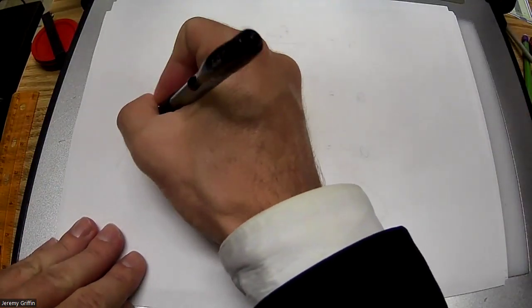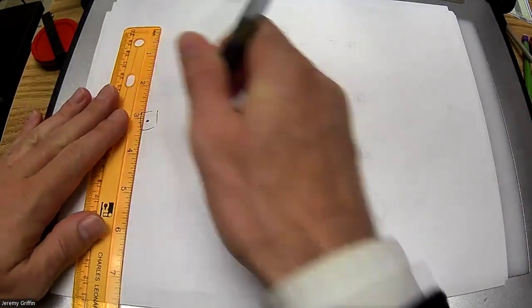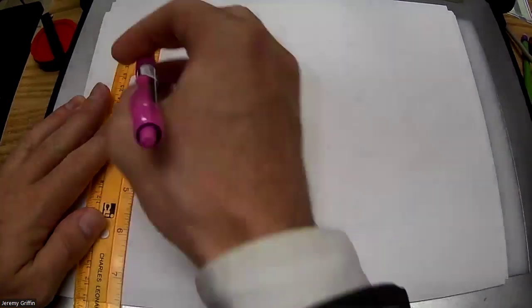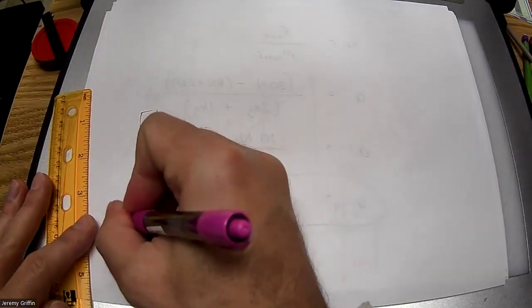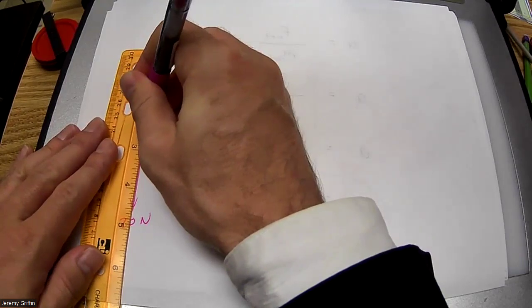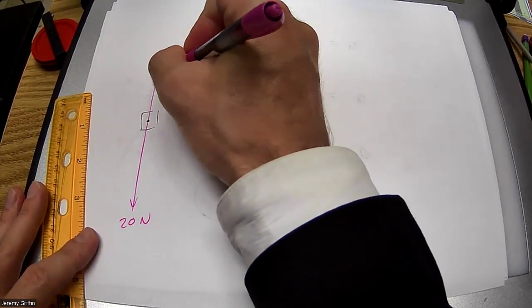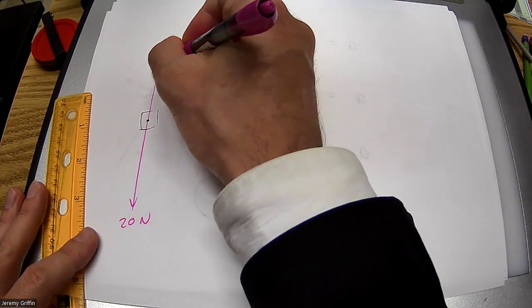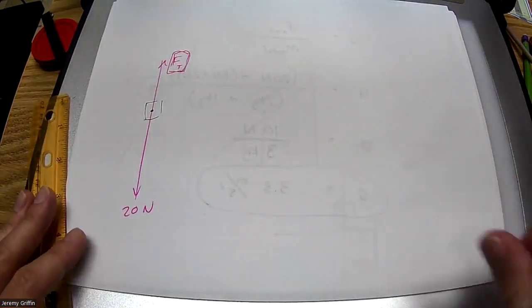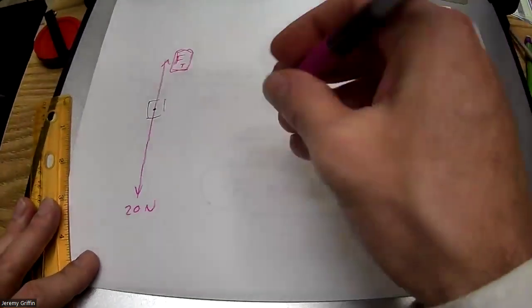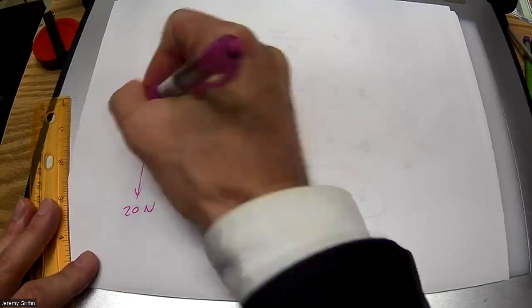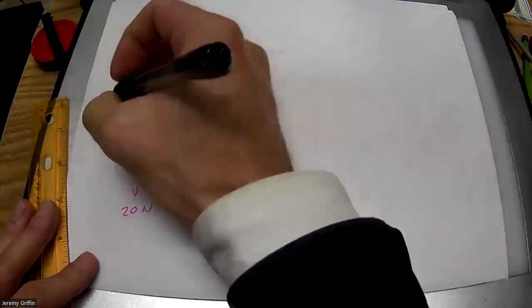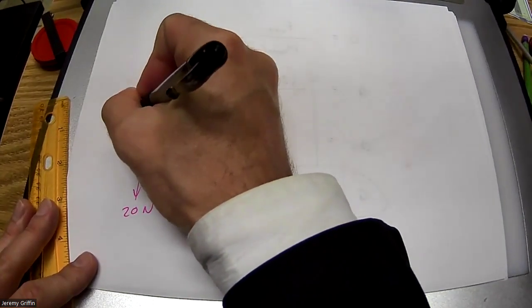So the one that's hanging straight down, it's got a 20 newton weight. It's got some mystery tension force that I know is less than the weight in magnitude, but I don't know exactly what it is yet. We've got, of course, 2 kilograms mass. Okay.